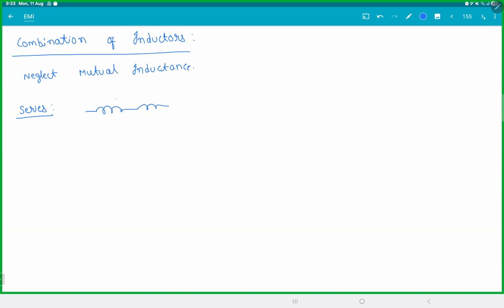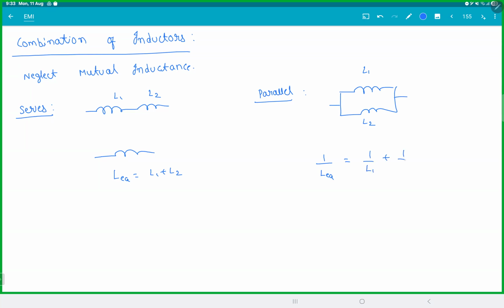So if you keep two inductors in series, L1 and L2, L equivalent will be L1 plus L2, just like resistors. But once you bring mutual inductance into the picture, things get different. So let's see that after the break. Take a break, come back by 9:38.